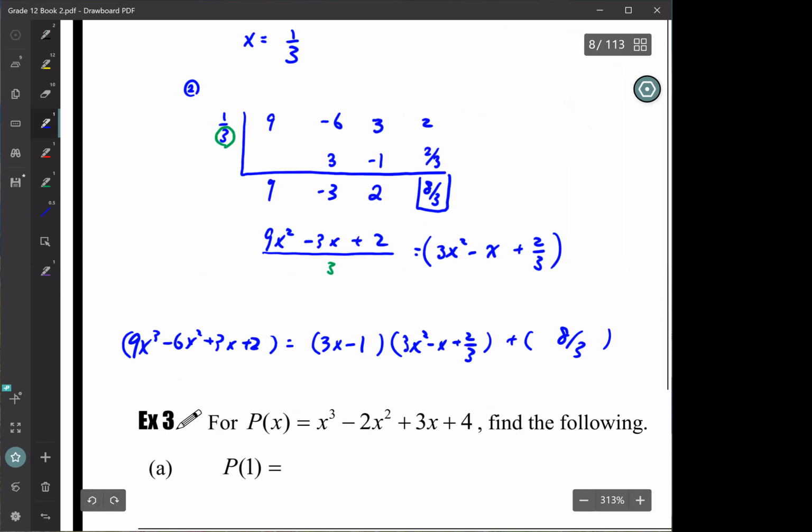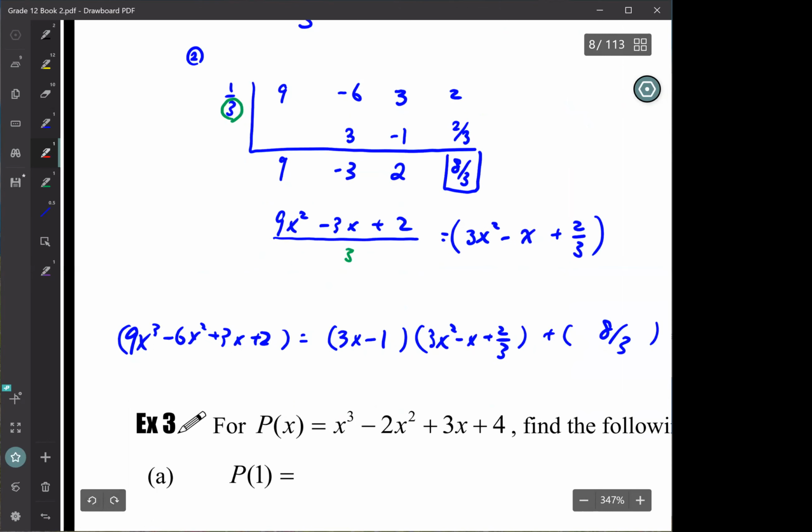And also, as you can see here, if you try to expand, do the FOIL thing, 3x times 3x squared will give you the 9x cubed. Then you know it matches, right? We are not expanding everything, just showing you that it has to be divided by 3. If we did not do that, it won't match the coefficient. Okay, so now please try question B.